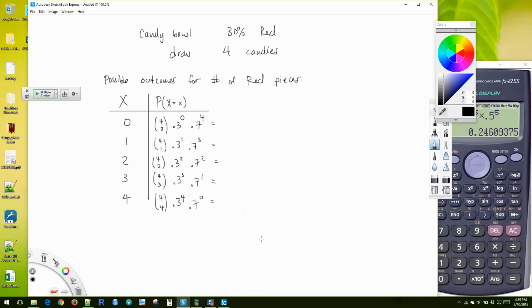Okay, and so we can calculate all of these values here, okay? Somebody could ask, what is the mean number of red candies we expect? If we were to repeatedly play this game where I'm drawing 4 pieces of candy out of the bowl, sometimes I would get 0 red candies, sometimes I would get 1, sometimes I would get 2, and so on and so forth. If I did this thousands or millions of times and I kept track of every single outcome, what do you think my mean is going to be?